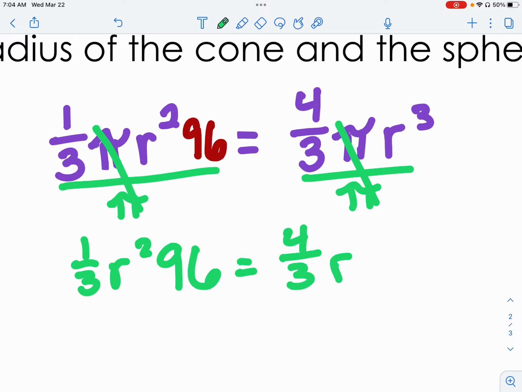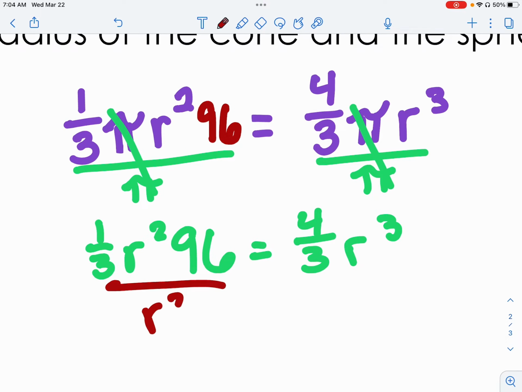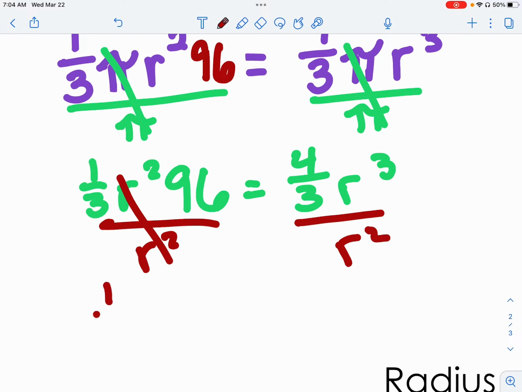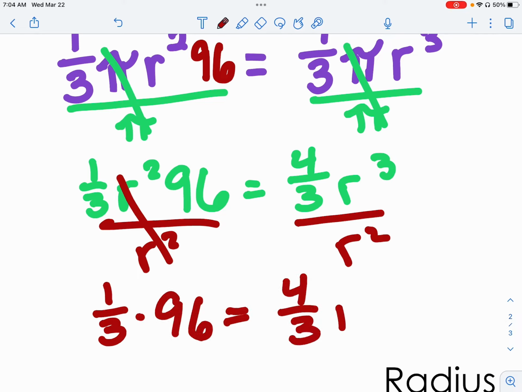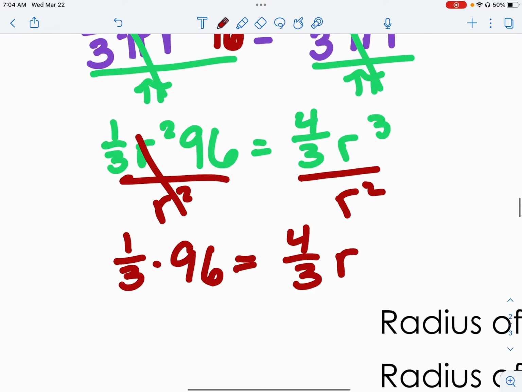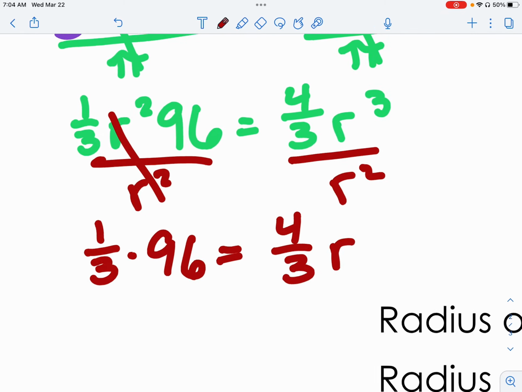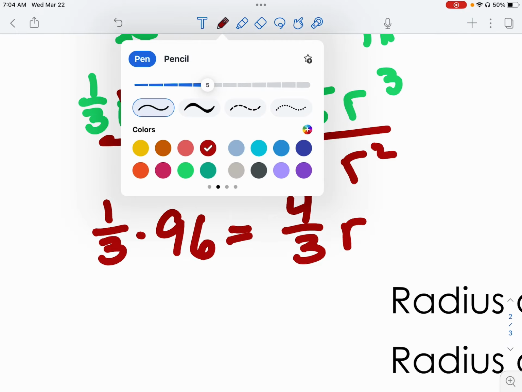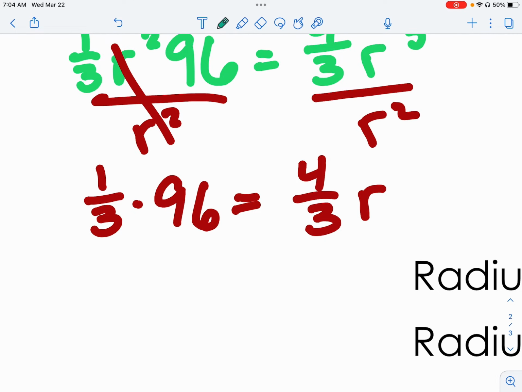Now, if I divide on the left by r squared, these will cancel, and r cubed divided by r squared just leaves me with r. Remember, when you divide exponents, you subtract those exponent values. So 3 minus 2 would be just r to the 1. And then 1/3 of 96, I can simplify down to 32. So 32 equals 4/3 r.